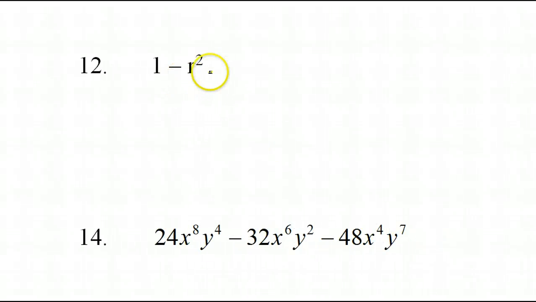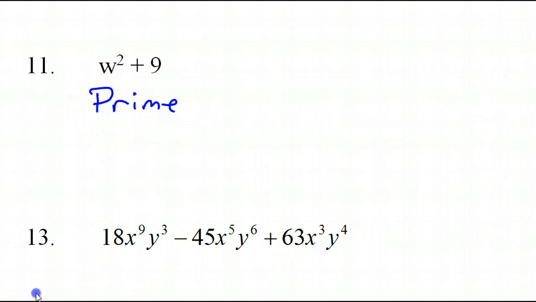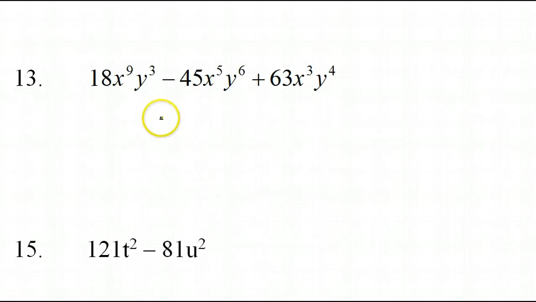Okay, now this is the difference of two squares, so we will use our pattern of something plus something, something minus something. 1 might look weird, but 1 is just 1 times 1. So it'll be 1 plus r times 1 minus r. That is all. Okay, number 13.